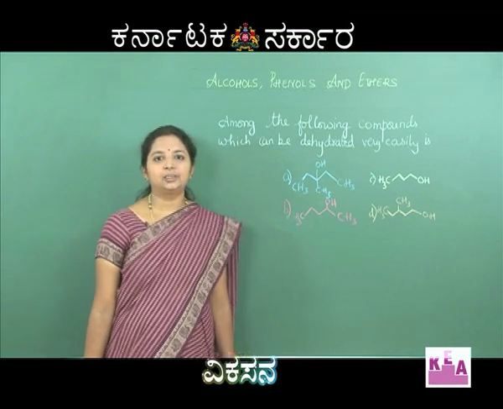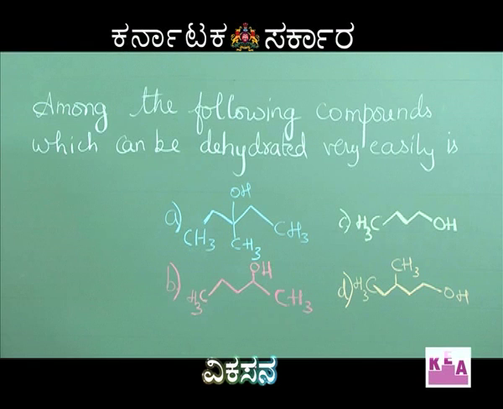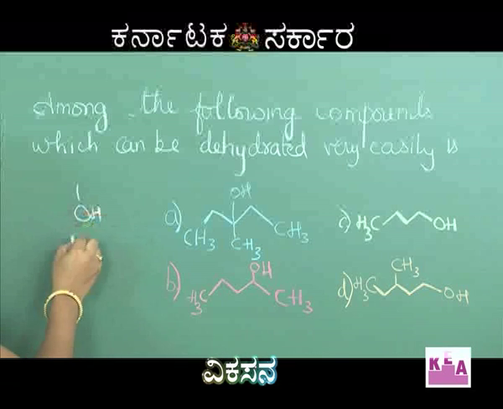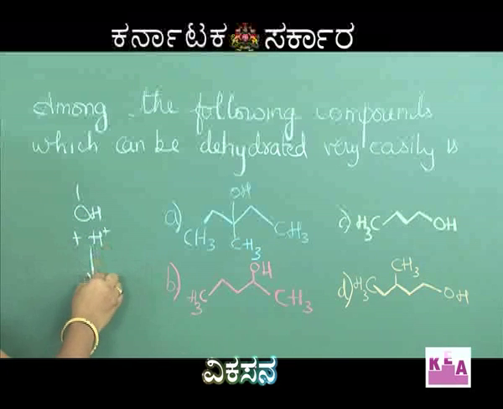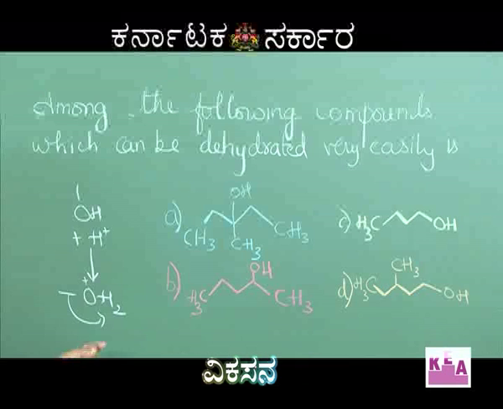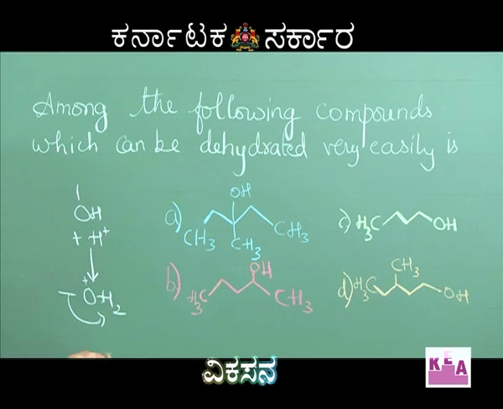The next question is, among the following compounds which can be dehydrated very easily? There are 4 options given. Option A is a tertiary alcohol, option B is a secondary alcohol, option C and D are primary alcohols. How do we solve this? Now dehydration is nothing but removal of water molecule. So the OH group whatever is there will react with H plus to form OH2 plus. Now this group will be removed from the compound. Now look at the options and determine in which the OH group will be easily removed.